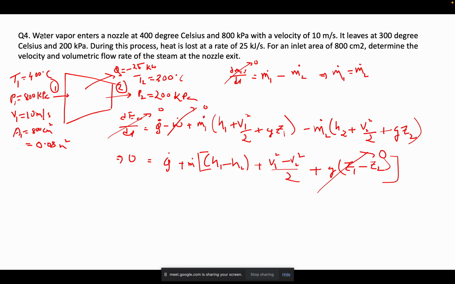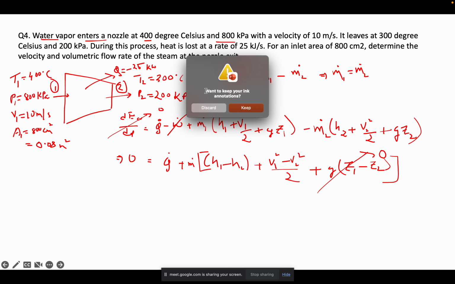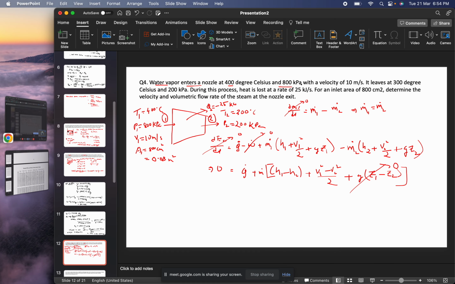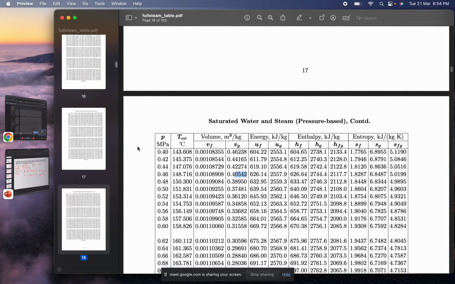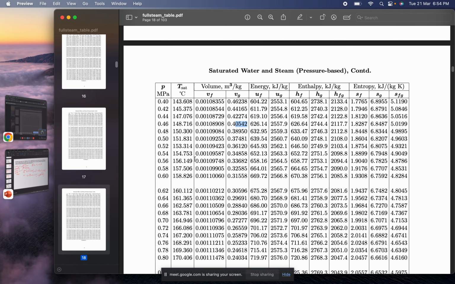Now see, this is water vapor, and it is telling us that it is at 400 degrees Celsius and 800 kilopascal. So we will go to the steam table and first check what is the condition of the steam at this state. At 800 kilopascal, that means 800 into 10 to the power minus 3, so 0.8 megapascal. At 0.8 megapascal, what is the scenario?